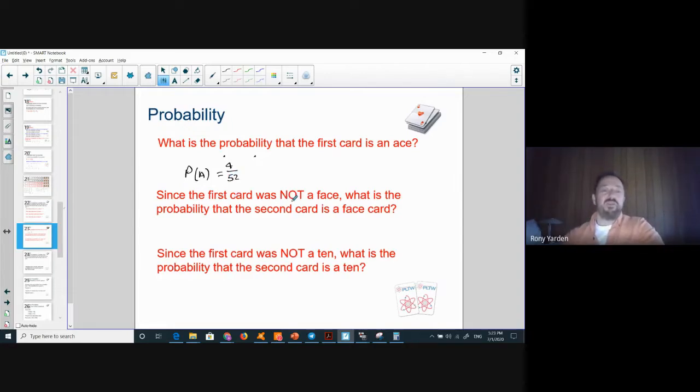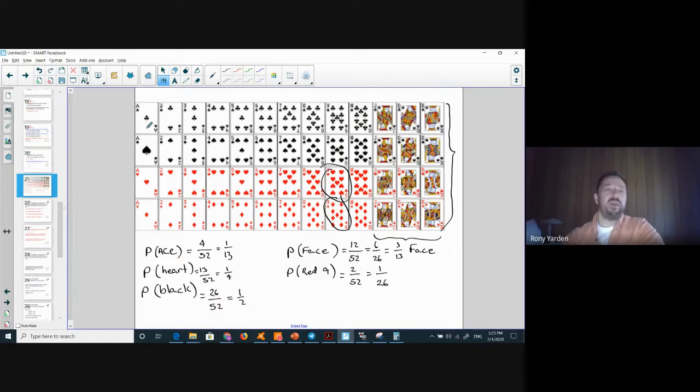Since the first card was not a face card, because it was an ace, what is the probability that the second card is a face card? Remember, we took out the ace, we didn't put it back. So now let's go back to our deck. Now we have one card out. It doesn't matter which one. Let's say this one, we're going to cancel it out. It can be any one of the other aces. The point is that after we draw one ace, we have 51 cards left in the deck.